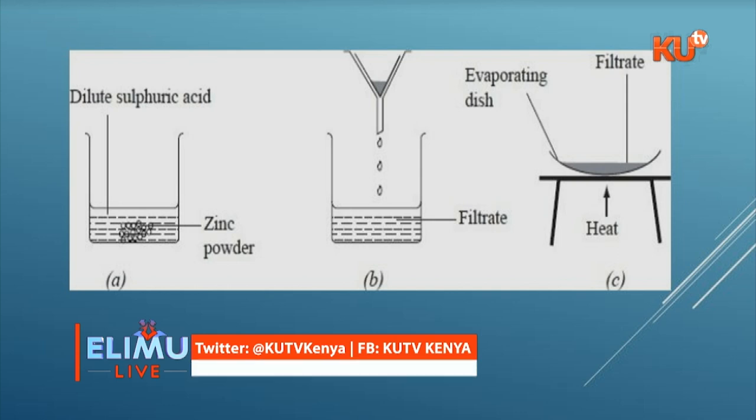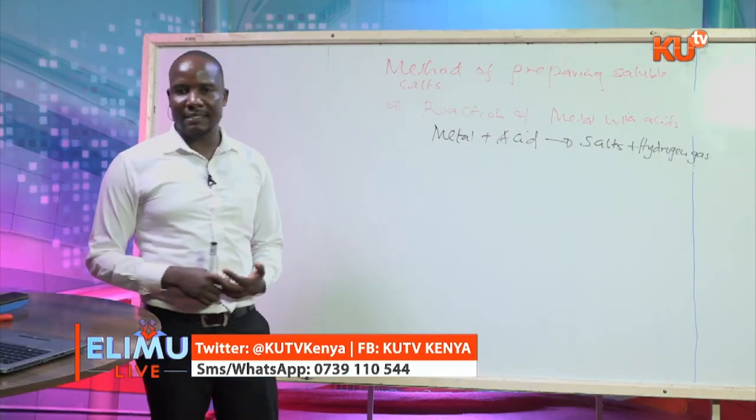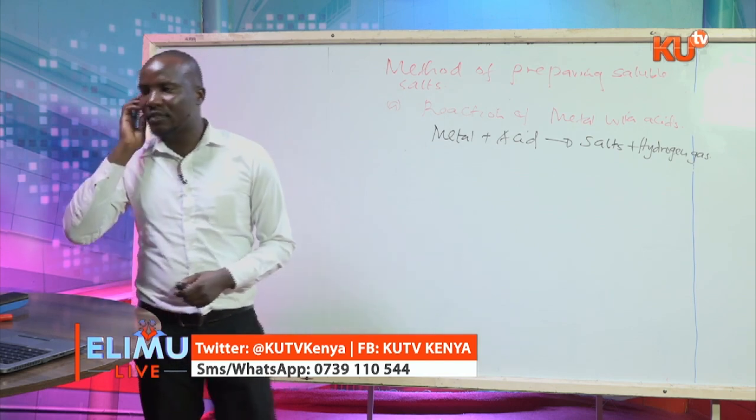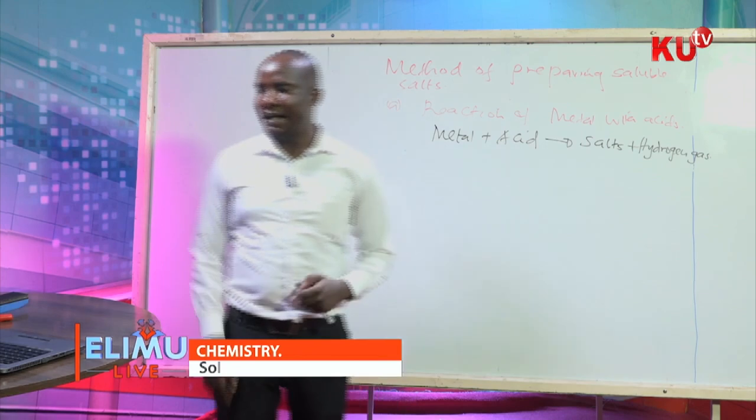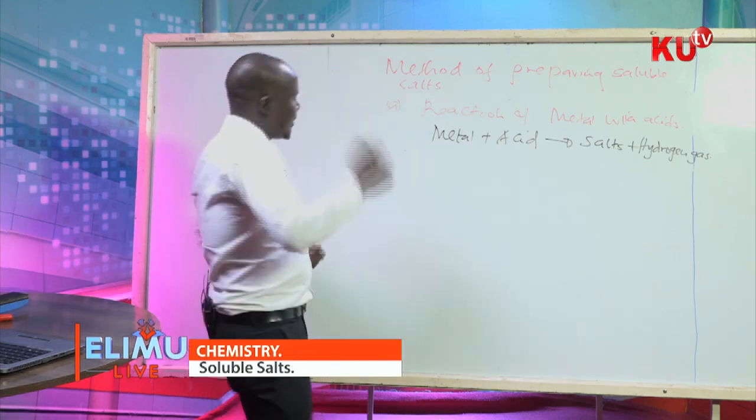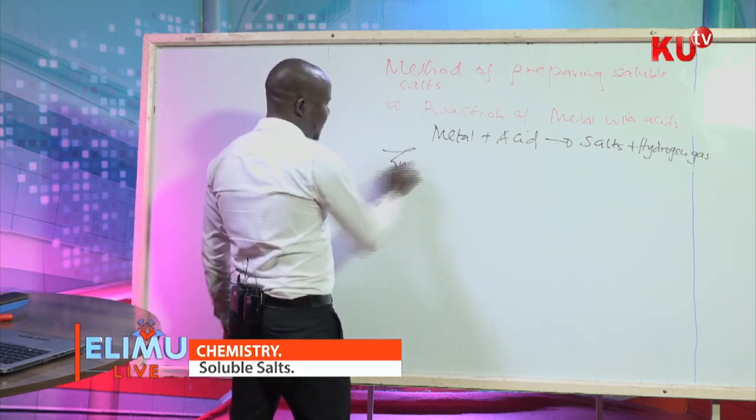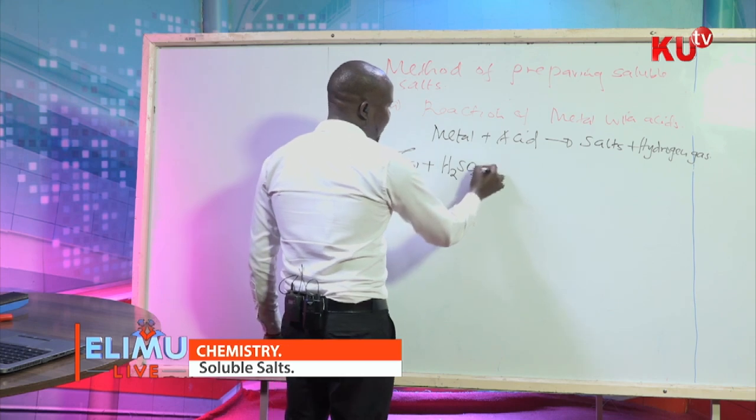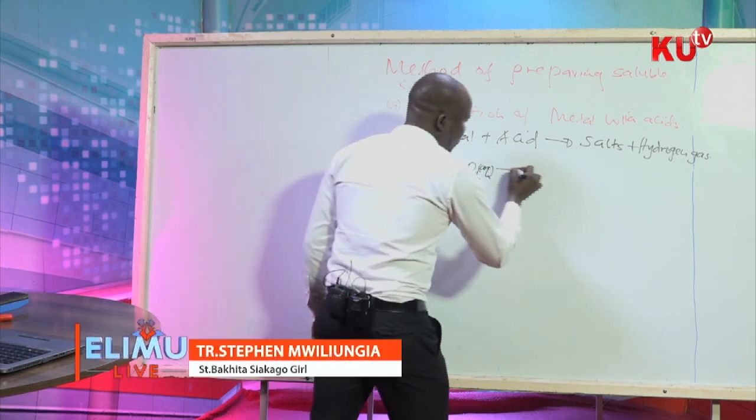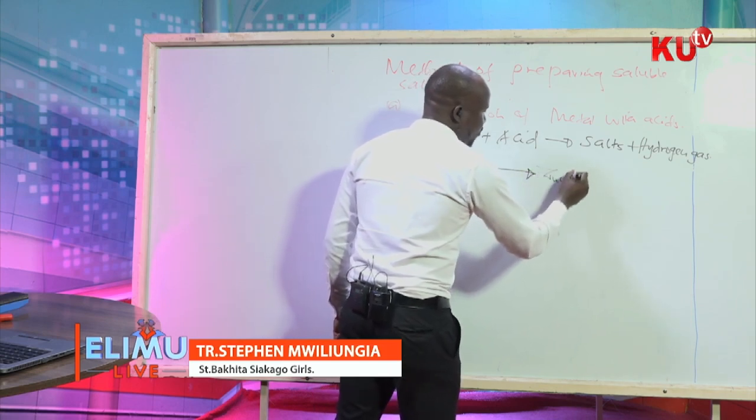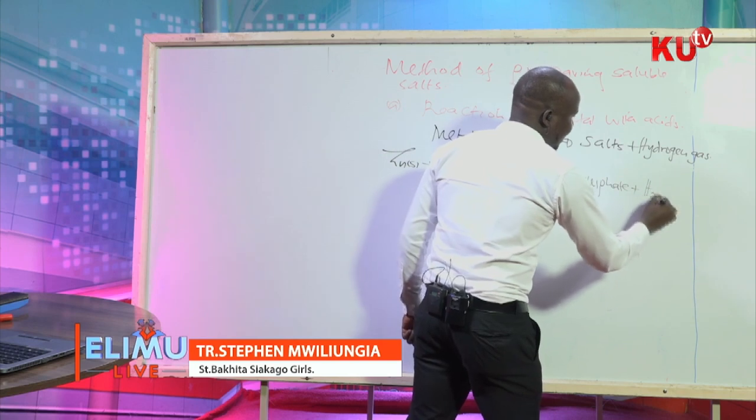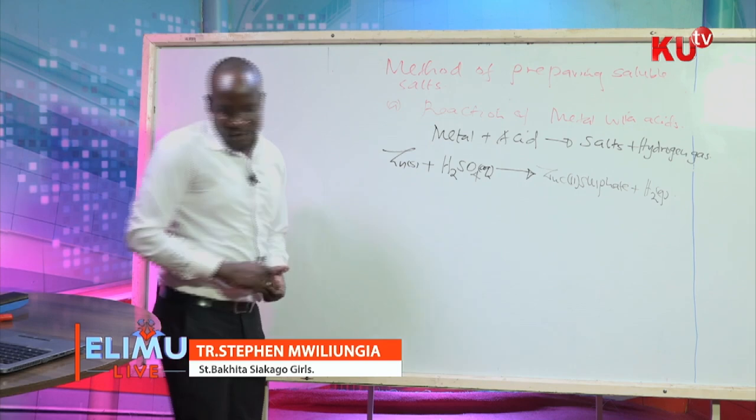Now, we have learned the procedure; the next step is to formulate what you've learned. In the procedure, the zinc reacts with sulfuric acid to produce zinc sulfate and hydrogen gas. Writing it out, zinc solid reacting with sulfuric acid aqueous will produce zinc sulfate plus hydrogen gas.